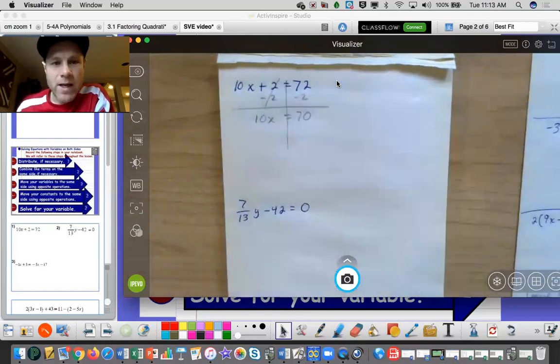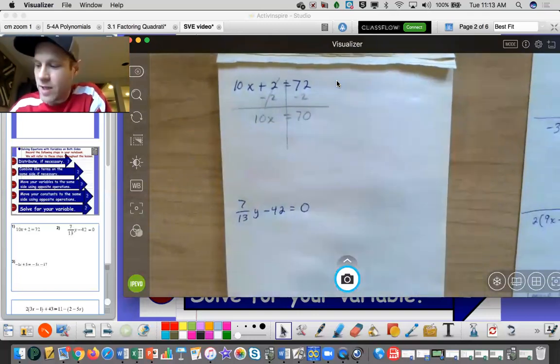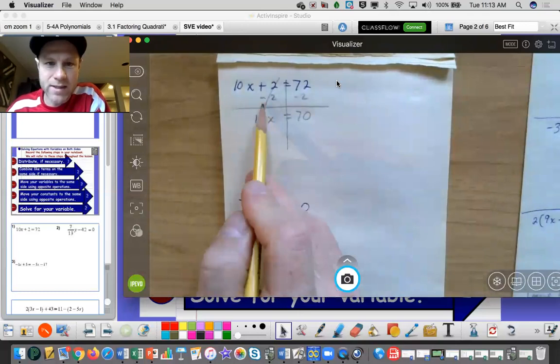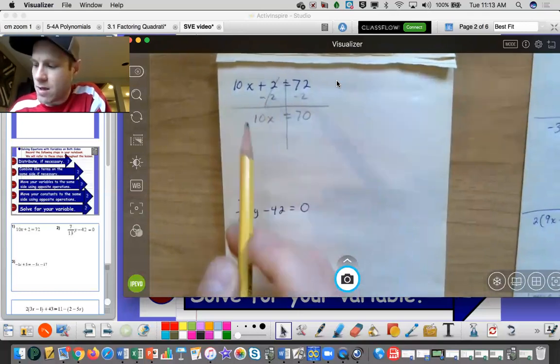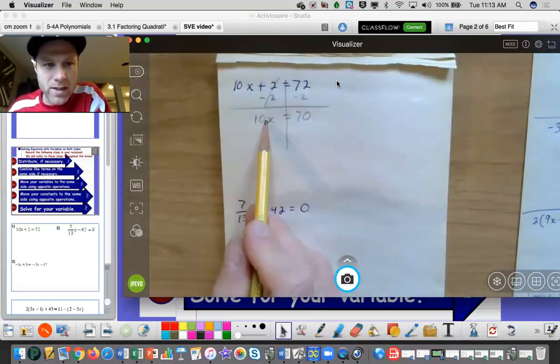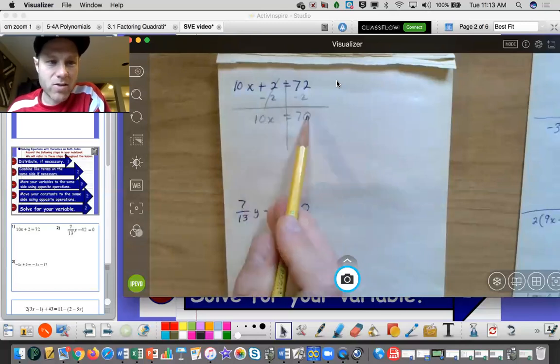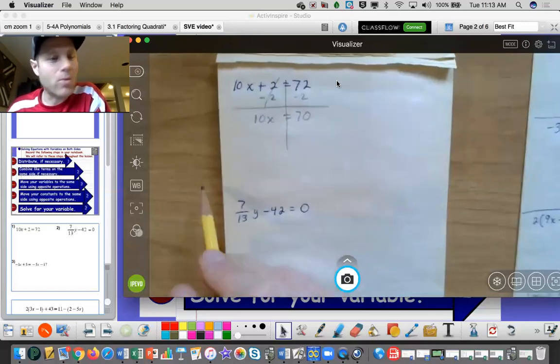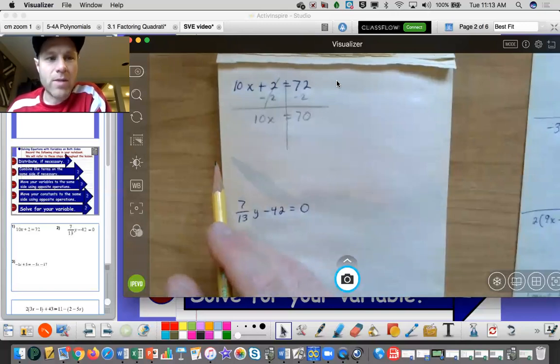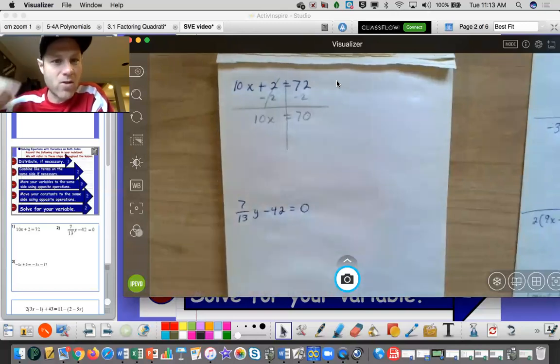Okay, and I use the phrase inverse operation. The opposite of adding 2 is subtracting 2, and that cancels it out. Here, the operation that's between the 10 and the x is multiplication, so we need to do the opposite of multiplying. If I read this to you, it says 10 times some number equals 70. So what I want to do is I want to get rid of the multiplication. And just saying that sentence, you probably know the answer already.